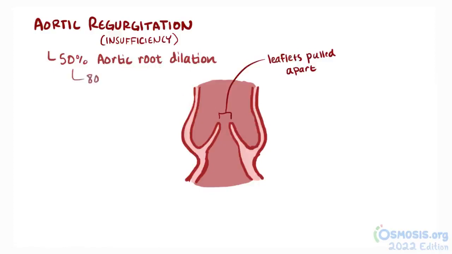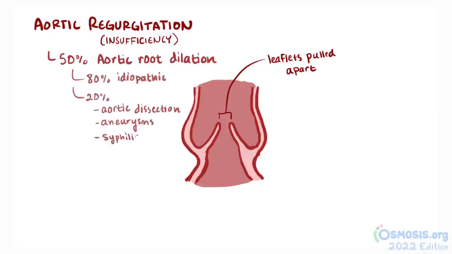The vast majority, about 80%, of aortic root dilations are idiopathic, which means that the cause is unknown. The remaining 20% of causes are things like aortic dissection, aneurysms, or syphilis, all of which can ultimately lead to a widened aortic root.